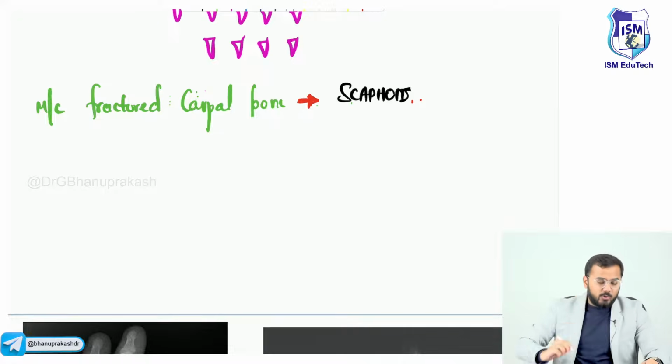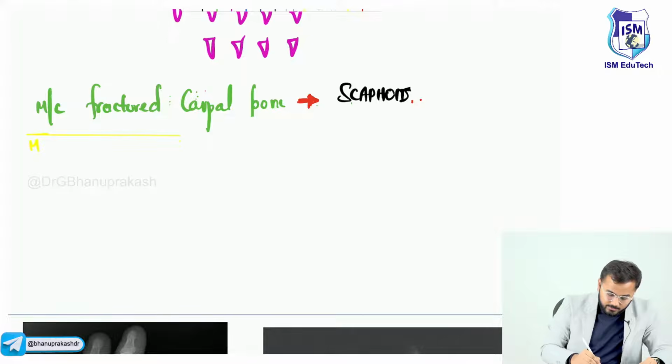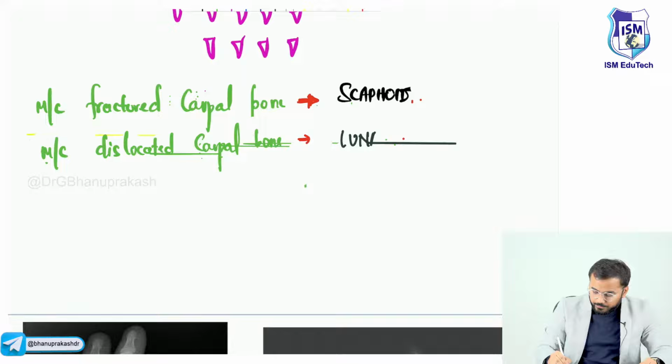Second important thing: most common dislocated carpal bone. Let's see if your parents are also answering. Most common dislocated carpal bone. Very good. Most common dislocated carpal bone is your lunate. That is your lunate bone.